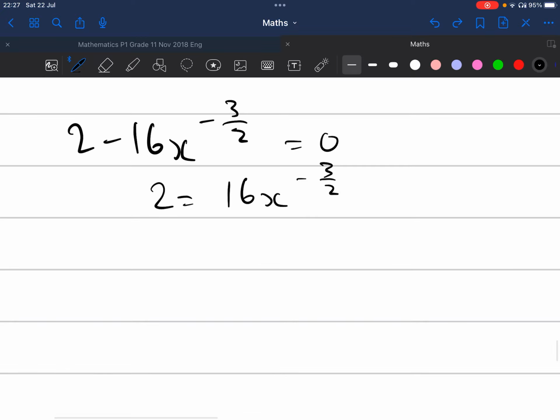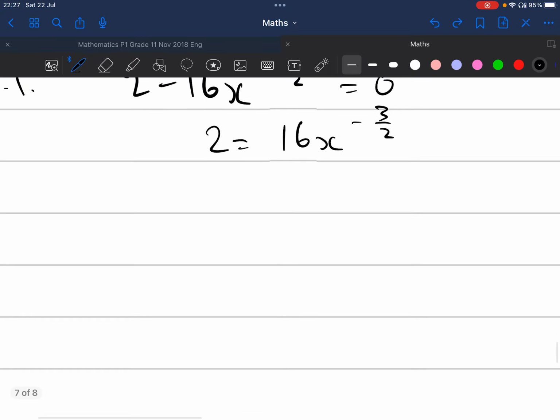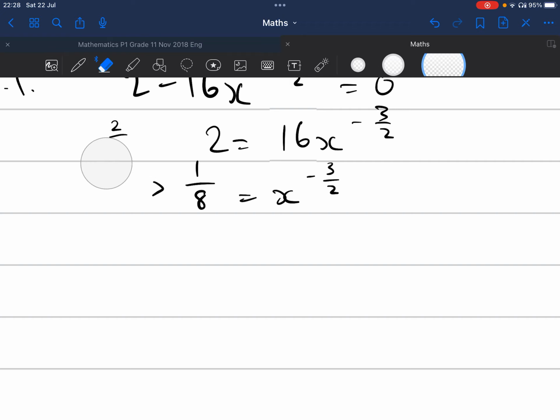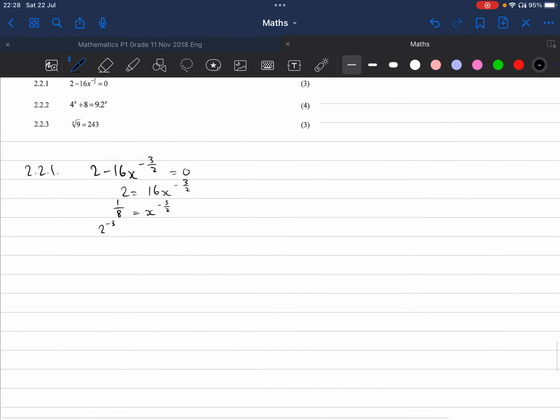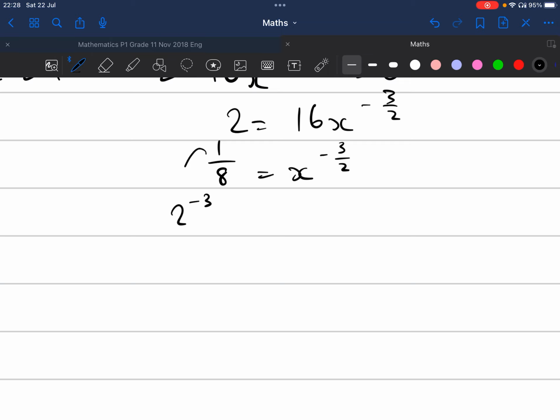So the first thing to do is to get rid of this coefficient. So let's divide both sides by 16. So on this side I'll have 1 over 8 equals x to the power minus 3 over 2, because remember this was 2 over 16, so that's the same as 1 over 8. Now 1 over 8, that's the same as 2 to the minus 3, right? Because it's just reversing. If you normally had this expression, that would be the same as 1 over 2 to the 3, which is the same as 1 over 8. So I just did that in reverse. And then this is still equal to x to the power minus 3 over 2.